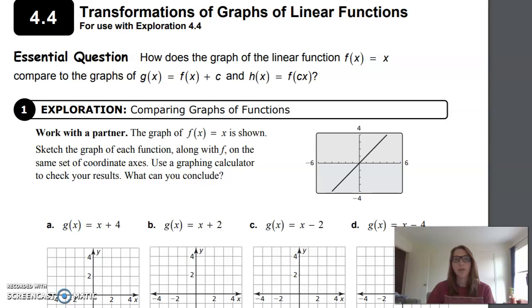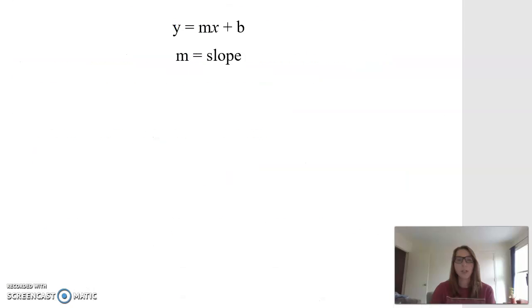Okay, we will be going through the transformation of graphs of linear functions, and we've been doing functions at school, creating slopes. You will see that we'll be working off this f of x equals x graph that's represented here. We have a positive slope. So here we have our function f of x equals x, and that is going off of this equation here, y equals mx plus b.